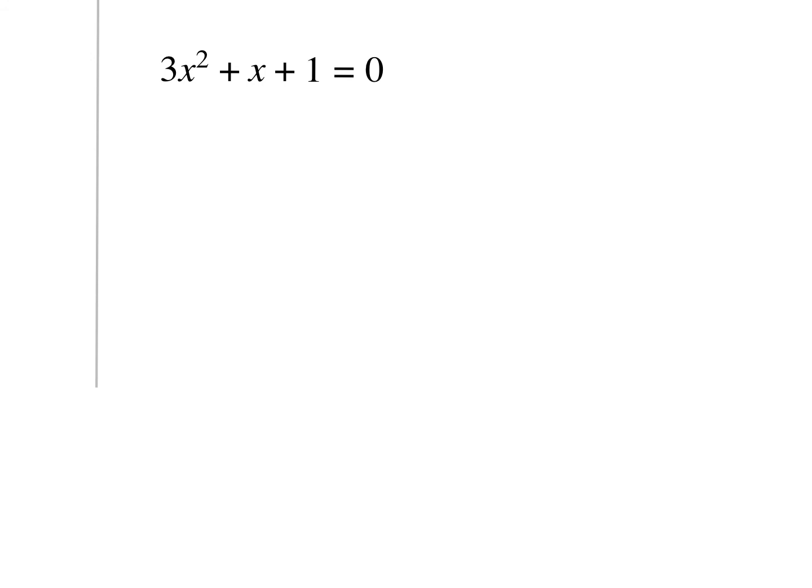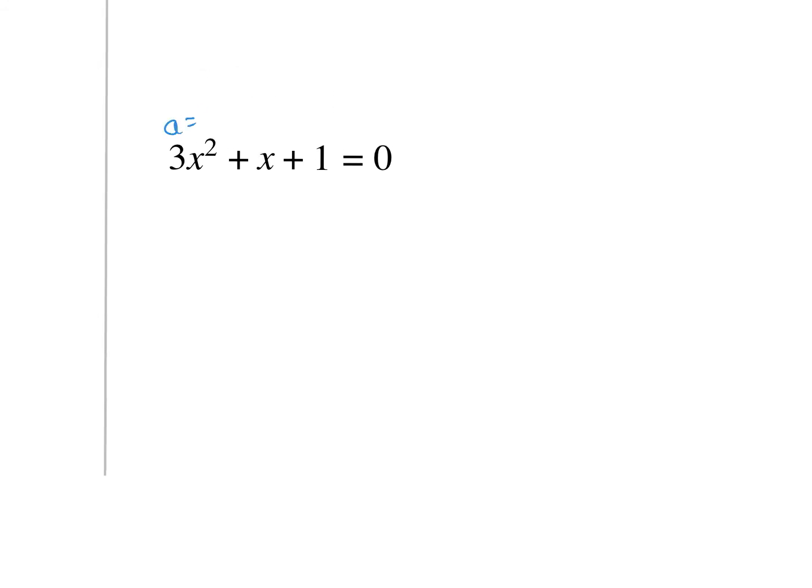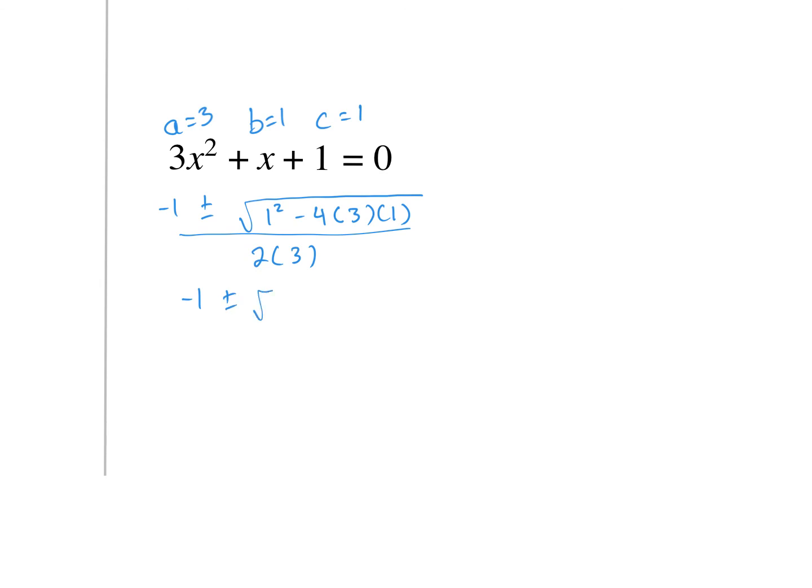Okay. A is 3, B is 1, and C is 1. So negative 1 plus or minus the square root. B squared is 1 squared minus 4 times 3 times 1 over 2 times 3. If I simplify this, it is negative 1 plus or minus the square root of 1 minus 4 times 3, which is 12, over 2 times 3, which is 6. Negative 1 plus or minus, 1 minus 12, that is negative 11 divided by 6.